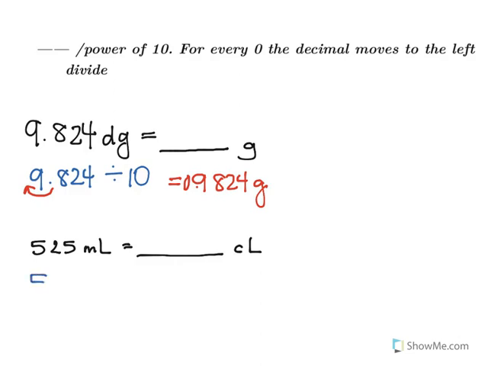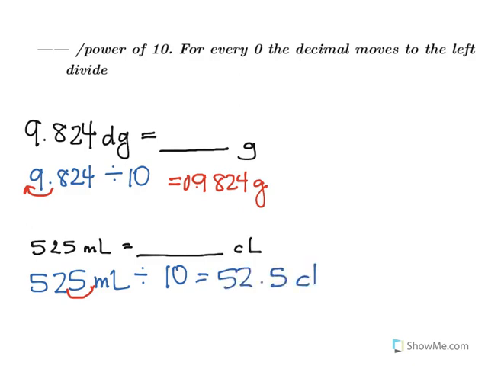So in this case, I have 525 milliliters, and I'm going to divide by 10 because each place is 10 times greater than the place before it. So a centiliter is 10 times larger than a milliliter. And when I move my decimal over, there's no decimal in 525. So remember, my decimal is technically at the end of the ones place. I move it over 1 place to the left, and my product equals 52 and 5/10 centiliters.